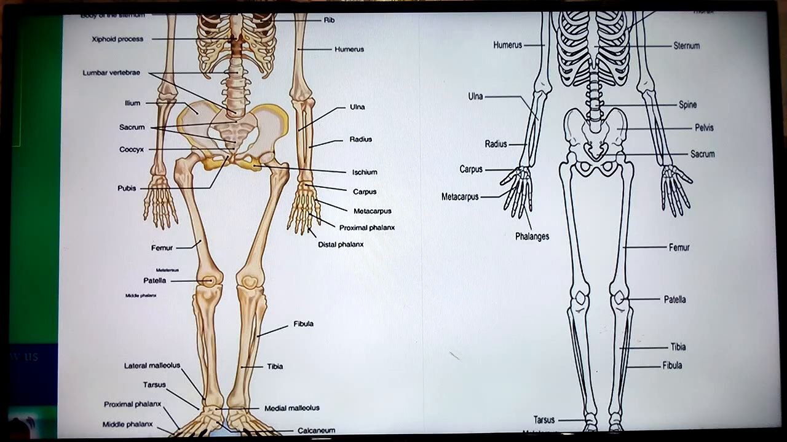Now short bones are the last part of this classification. Apart from the long bones, flat bones, and sesamoid bones, we have what we call short bones. The short bones consist of some of the bones like the carpus.